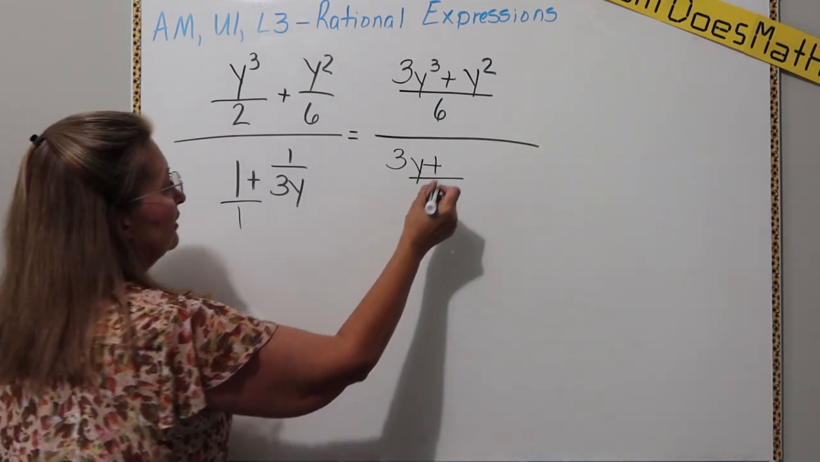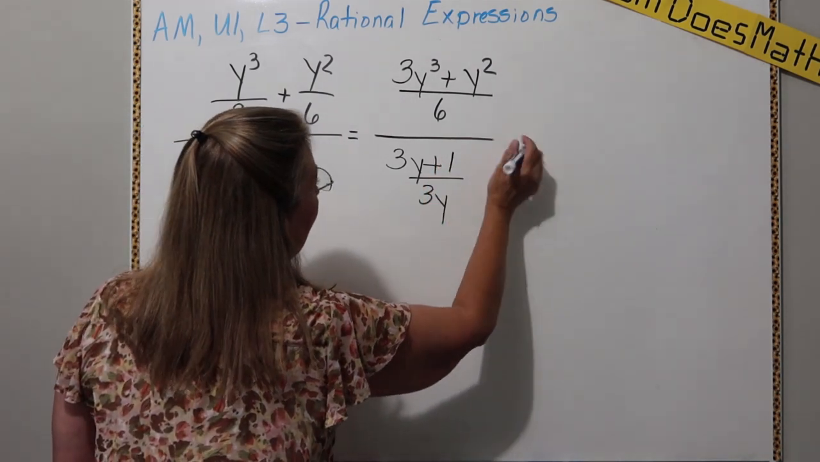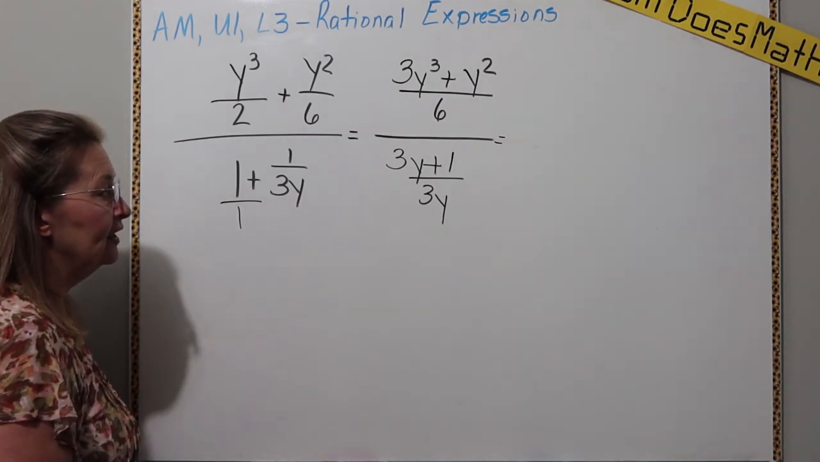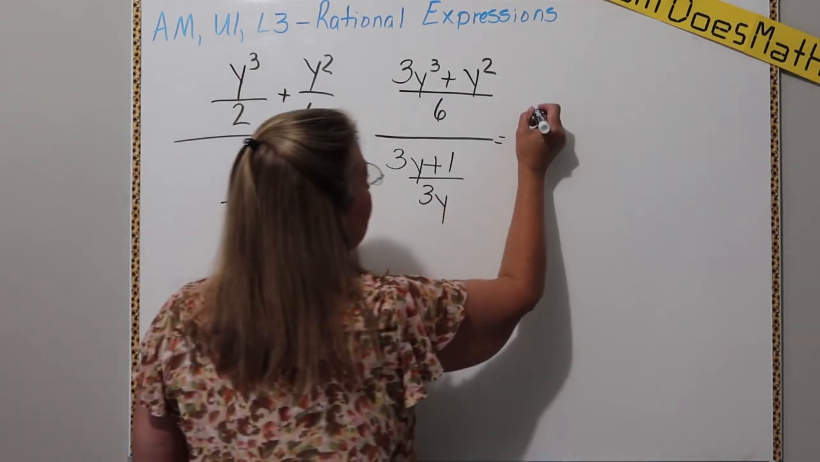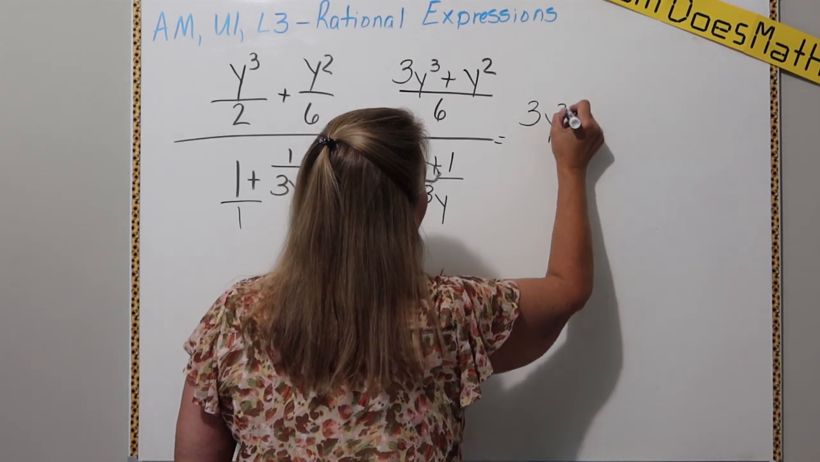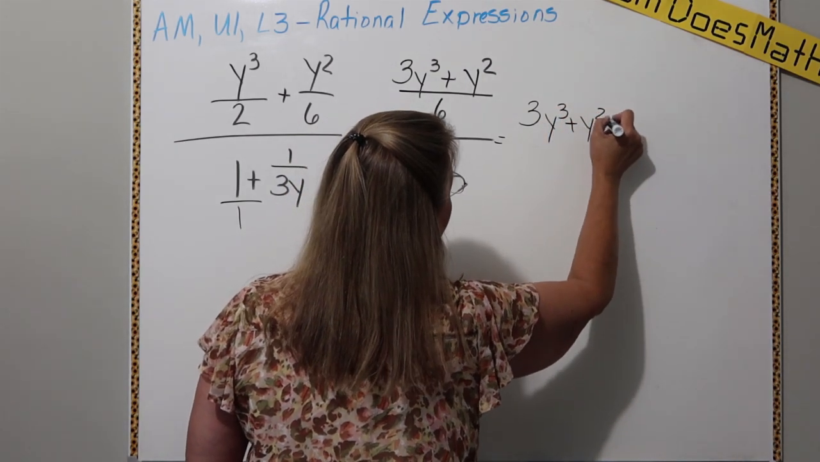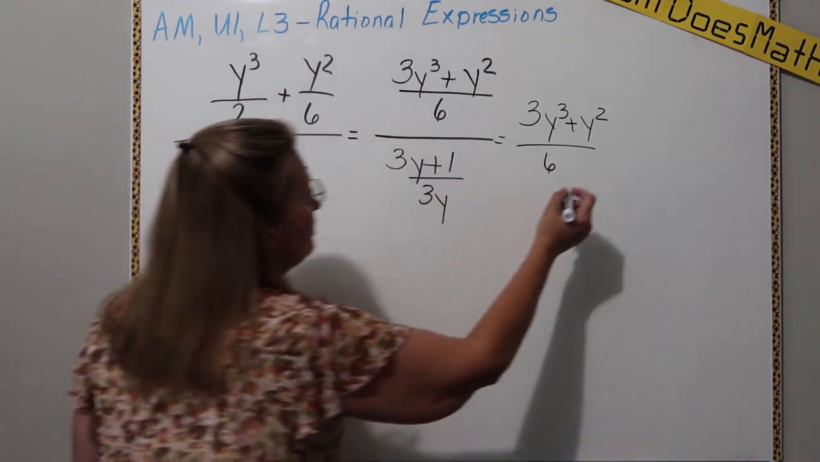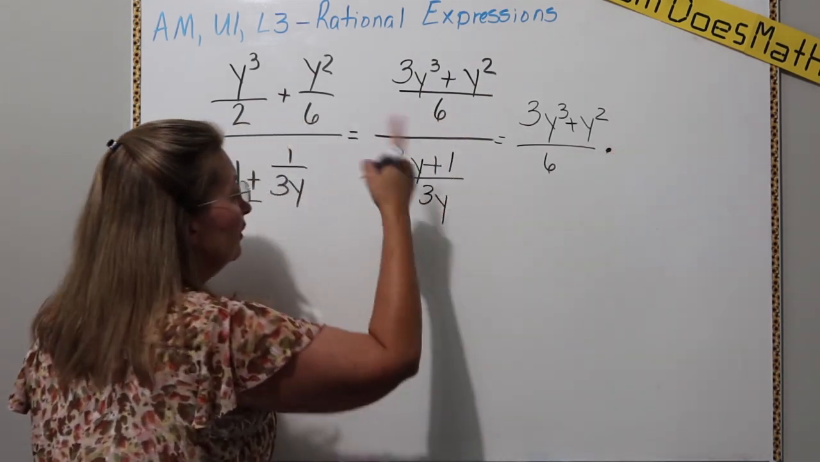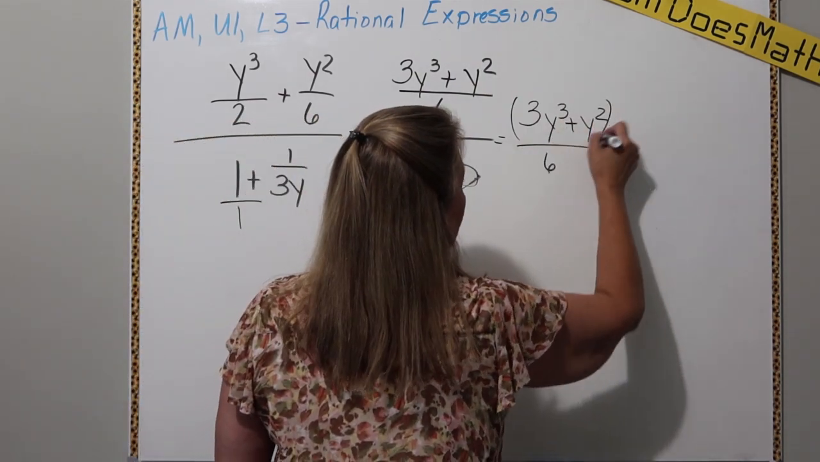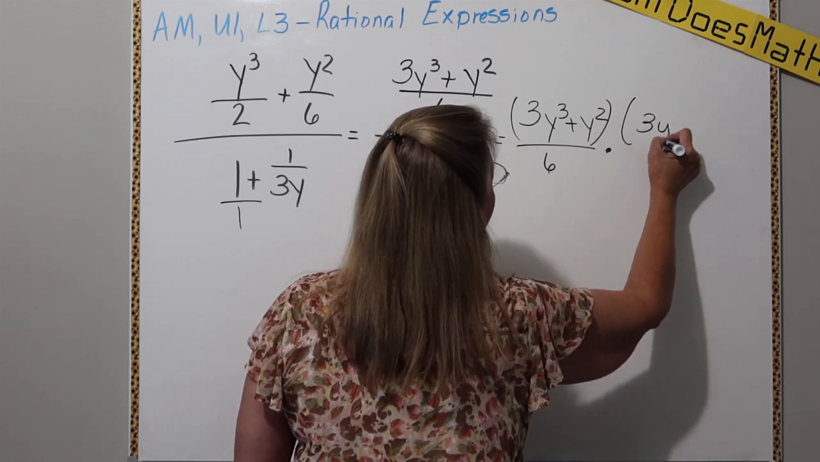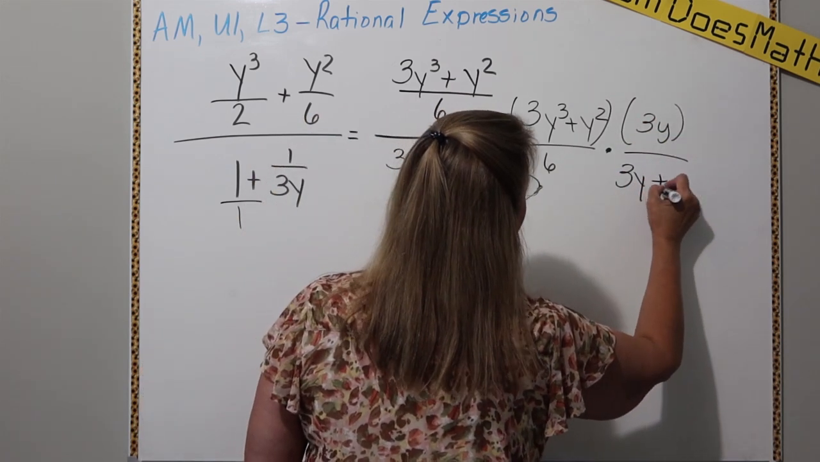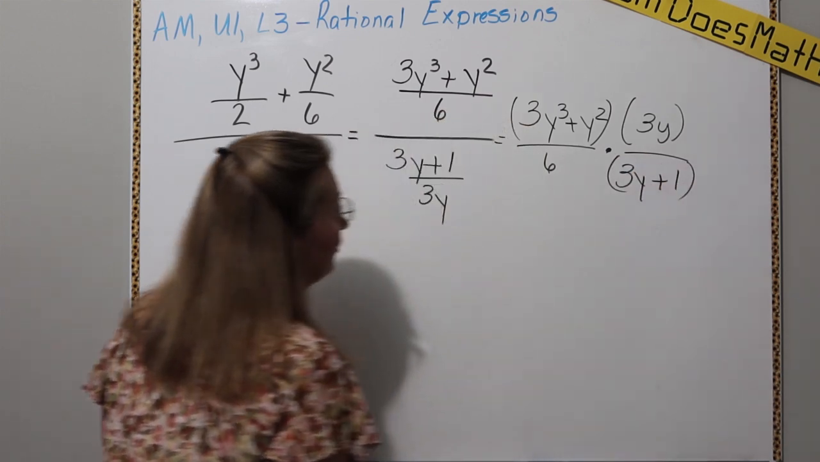By 1 or nothing. So that's going to stay 1. All right. Now we are going to keep, change, flip. We're going to keep this just like it was, 3y to the third plus y squared over 6. We're going to change division to multiplication. And then we're going to flip this. So we're going to put 3y on the top, and we're going to put 3y plus 1 here on the bottom.